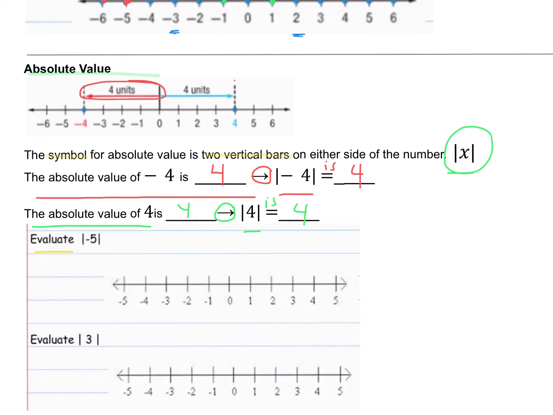It says evaluate. This means find the value of the absolute value of -5, reading it out in a sentence. So what I might do is plot -5 here and then count. How far is it from 0? 1, 2, 3, 4, 5 units. So the absolute value of -5 is 5.